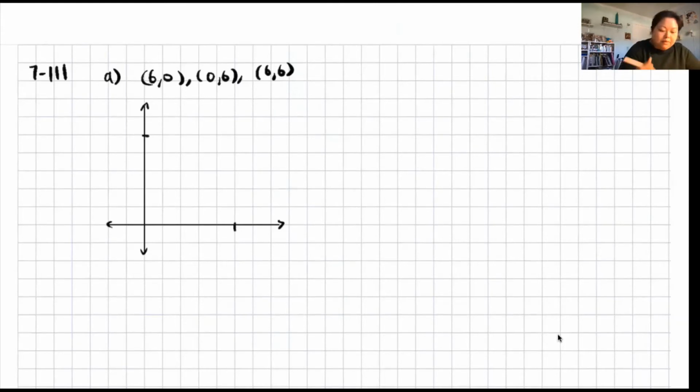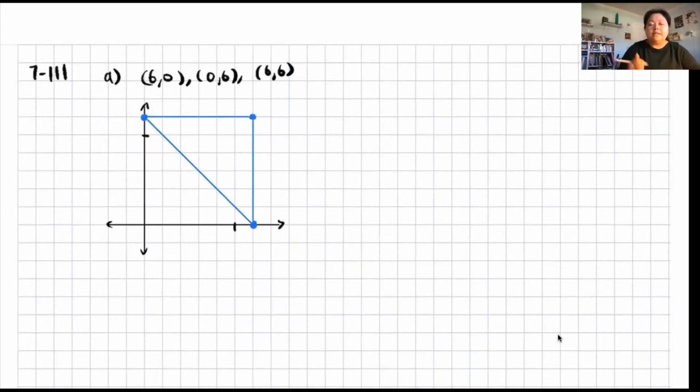Okay, so here are my dots, my points. 6, 0 is right here. Oops, sorry. 6, 0 is right here. 0, 6 is right here. And then 6, 6 is right here. So I connect the points. And this is why I'm saying it's a lot easier.